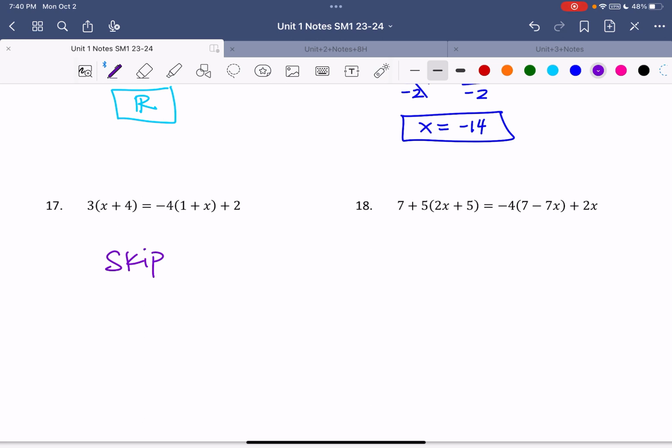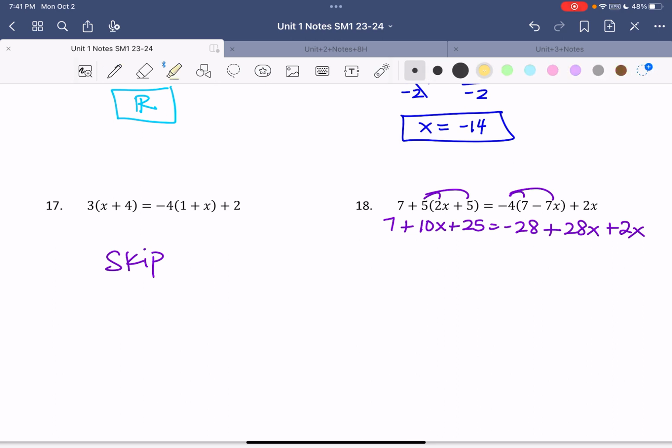And now let's look at number 18 because we have distributing on both sides. So we don't add first, we multiply first. So 7 plus 10x plus 25 equals negative 28 plus 28x plus 2x. So we have some combining like terms to do. So we're going to do the 7 and the 25. No, we're not. We're going to do the 28x and the 2x.